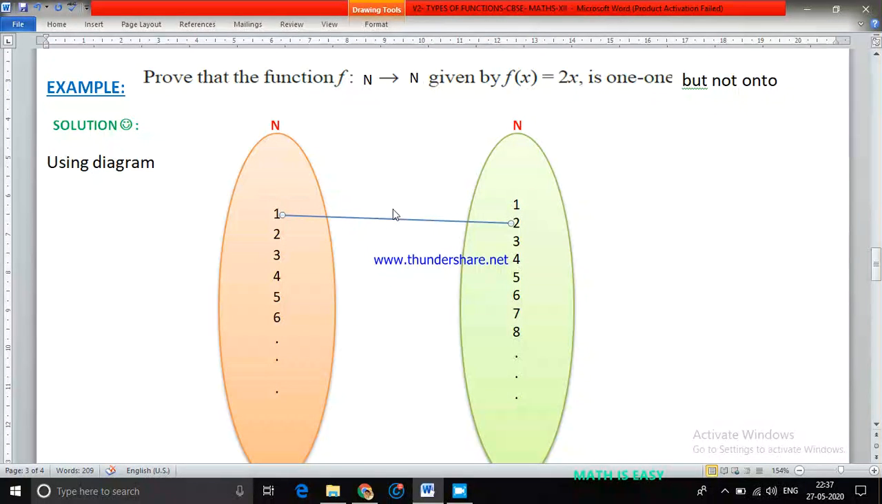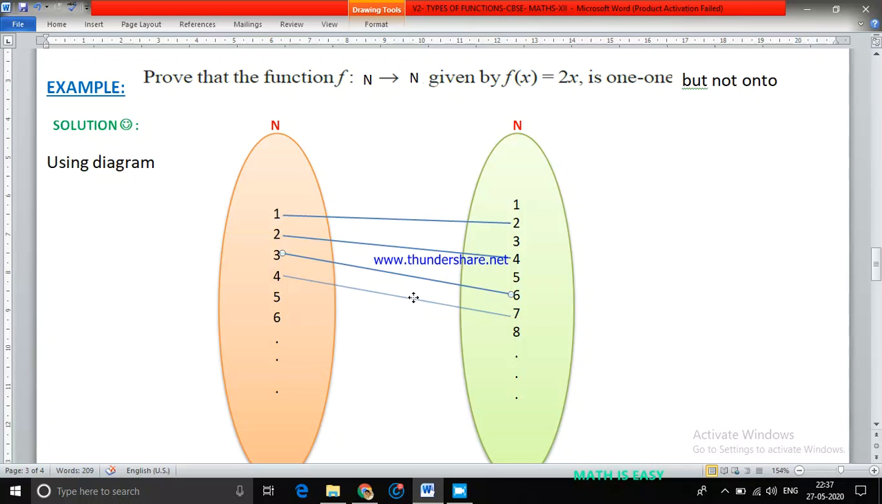Then again, if I take x value 2, will 2 match to 3 or to 4? 2 matches to 4, because 2 times 2 is 4. And if I take 3, what do you say? 3 maps to 6, because 2 times 3 is 6. What do you say about 4? 4 is mapping to 8. Then 5 is mapping to 10, and 6 is mapping to 12.